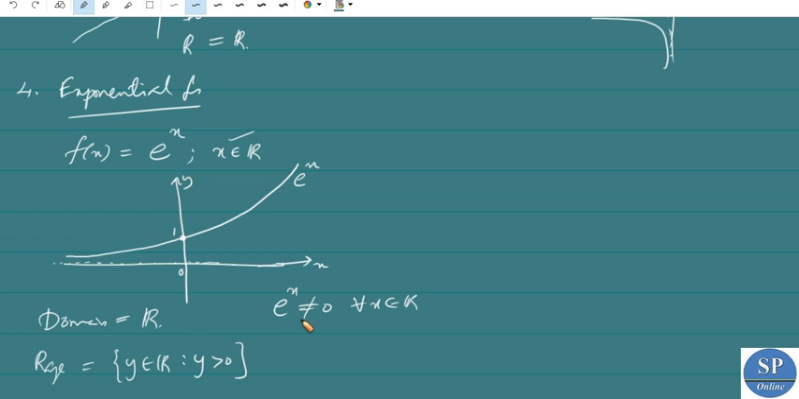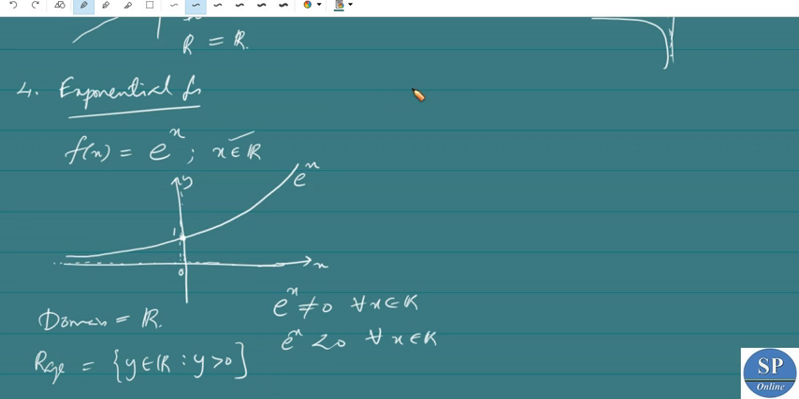So 0 will not be a point in the range. Also, e power x is not less than 0 for any x belongs to R. Therefore, the range contains only the positive real numbers. Okay, so it will take only the positive values. Okay, so the range will be positive numbers only.